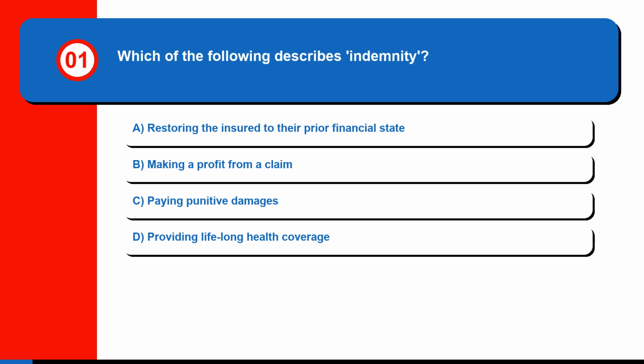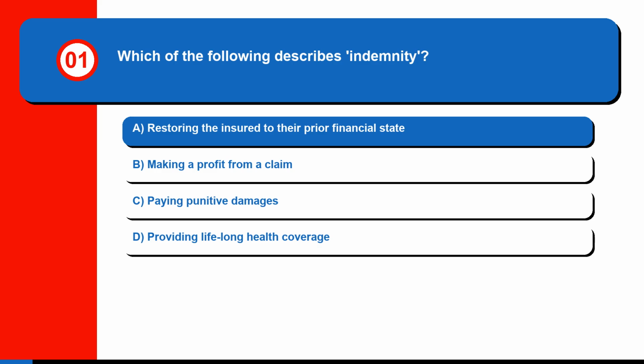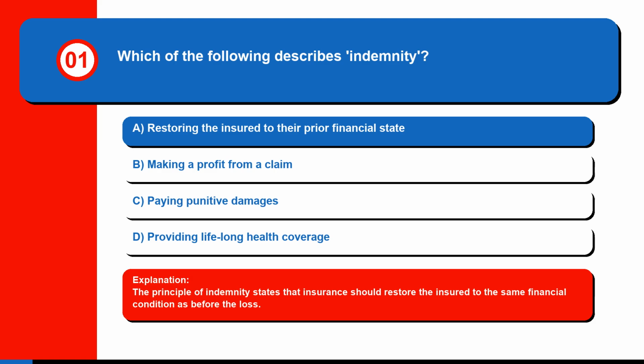A. Restoring the insured to their prior financial state. B. Making a profit from a claim. C. Paying punitive damages. Or D. Providing lifelong health coverage. The correct answer is A. Restoring the insured to their prior financial state. The principle of indemnity states that insurance should restore the insured to the same financial condition as before the loss.